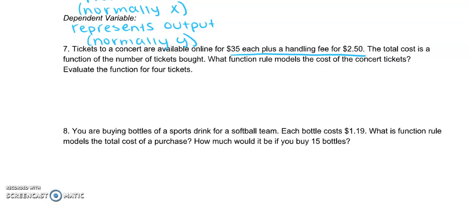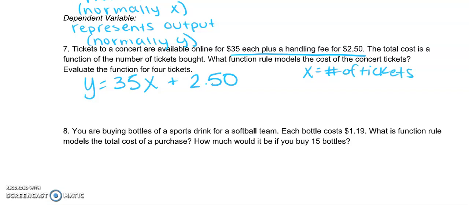It says what function rule, that's going to be our equation, solved for our output variable, models the cost of the concert tickets. I'm going to use x and y. You could use t for tickets or whatever, but y equals, I have 35 each, so per ticket, and then a $2.50 handling fee. So x is my tickets, y is my cost, and y would be the total cost. Okay, so I answered that part.